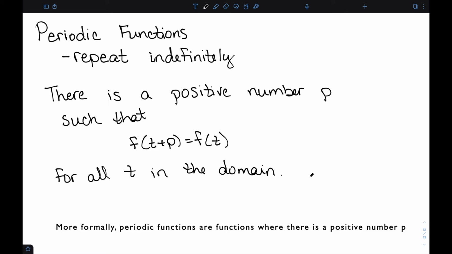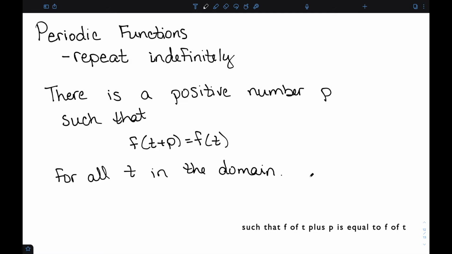More formally, periodic functions are functions where there is a positive number p such that f of t plus p is equal to f of t for all t in the domain. And if p is the smallest positive number that exists for this, then we call p the period of the function.